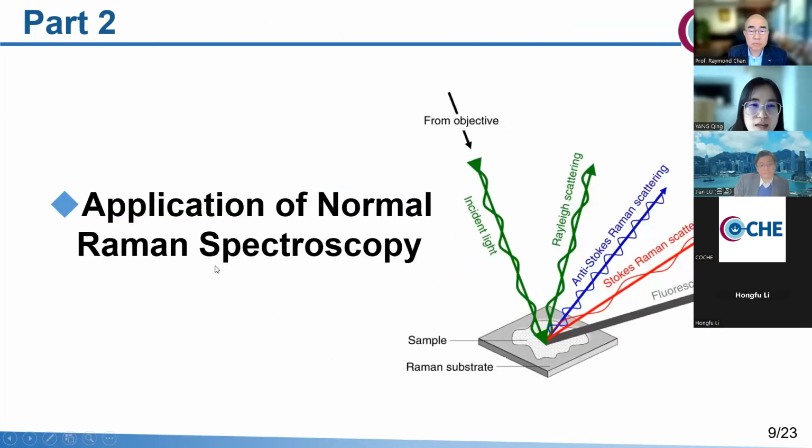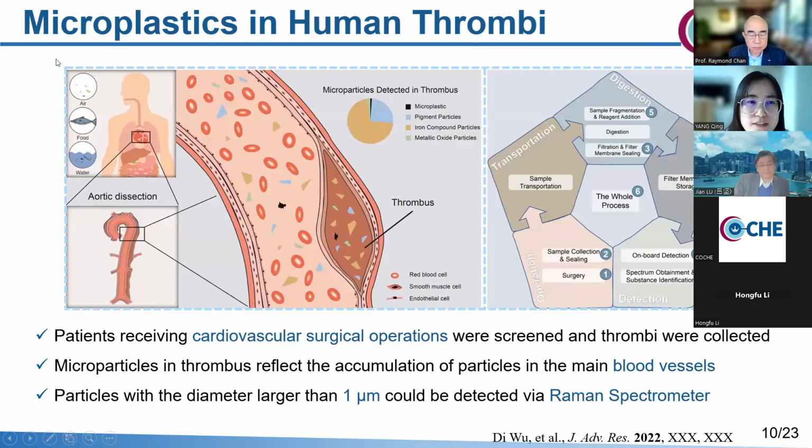In this part, I will introduce the application of normal Raman spectroscopy in the analysis of microplastics. The first example is the detection of microplastics in human thrombi. The thrombi samples were collected from patients receiving cardiovascular surgical operations.